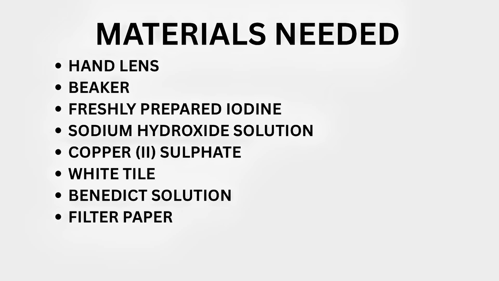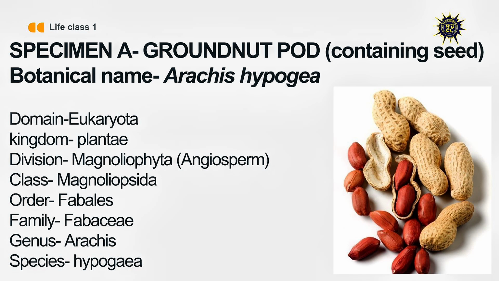we are going to be doing protein tests. Then the Benedict solution as well, we are going to be testing for reducing sugar. So these should already give you an idea of the kind of food tests that will be done. Beginning with our first specimen, which is specimen A, groundnut pod containing the seed.